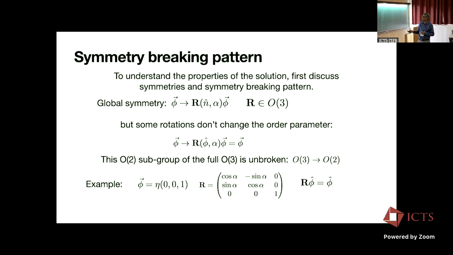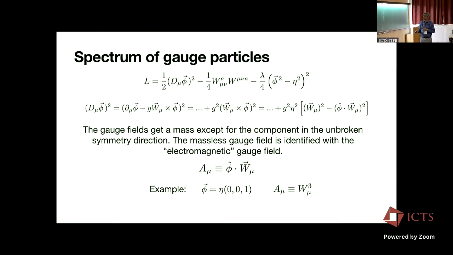So what is happening here is that when phi becomes non-zero, then the O3 breaks to O2. An example would be you choose phi to be in the third direction, and you take this rotation to be in the first and second block like this. Then, of course, when you act R on phi, it does nothing to phi. Okay? So the symmetry breaking is O3 to O2.